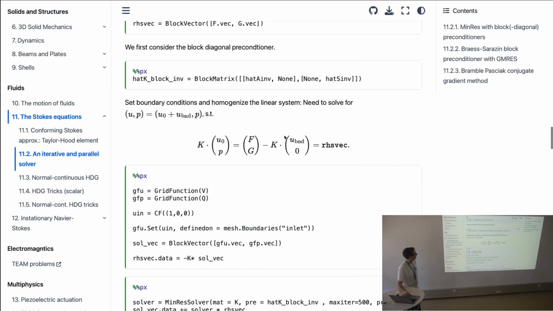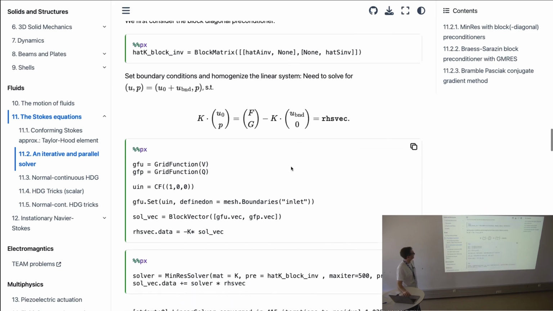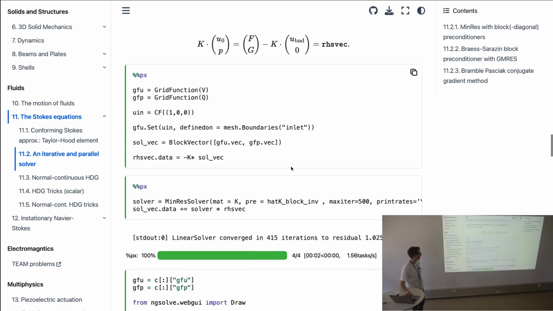Good. This is more or less the same as before, so you probably know this already. When we have some boundary conditions on the right-hand side, we do a homogenization. So basically we have our right-hand side minus k times the boundary condition. This is our right-hand side vector, so nothing special here. We set up our grid functions on the corresponding spaces V and Q. And now here we have our solution vector. You see this is the block vector with the corresponding vectors of our grid functions.